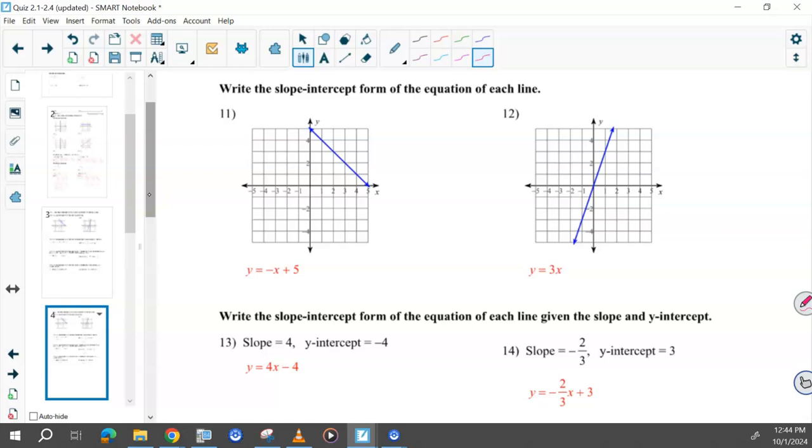So these, you had to write the equations of these. So for the first 2, they gave you the graph. You had to find your slope, find the y-intercept, and write that in y equals mx plus b. The y-intercept was actually where the arrow ends. So this was y equals negative 1x or negative x plus 5. Either of these was fine.